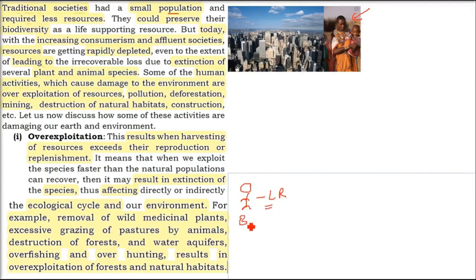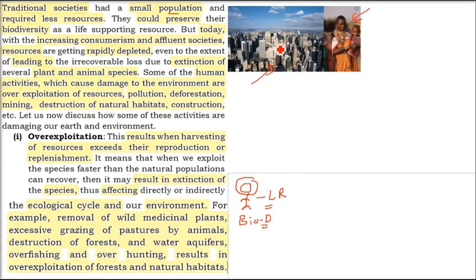Because of this, there is biodiversity, Jaiva Vividta, the different kinds of flora and fauna you find in a single location. But today, because we have become consumers, we need everything. This is the affluent society. See, these are the high-rise buildings we have.